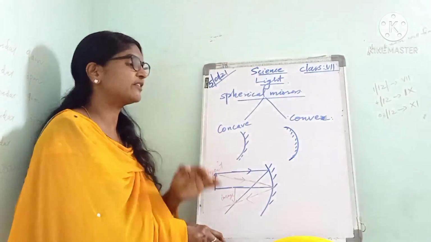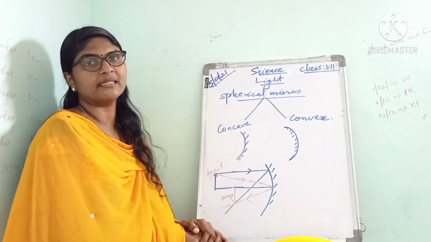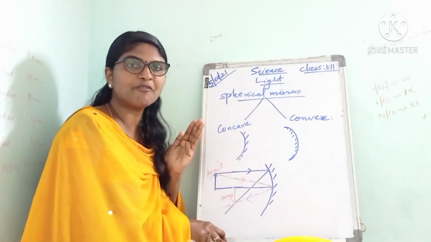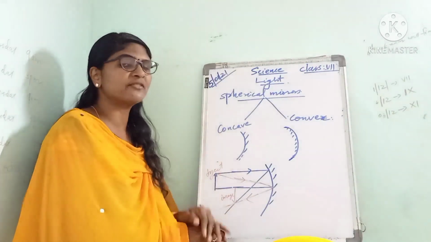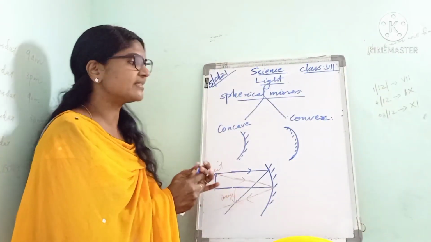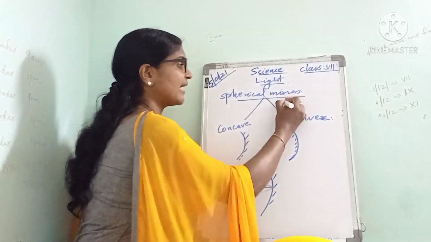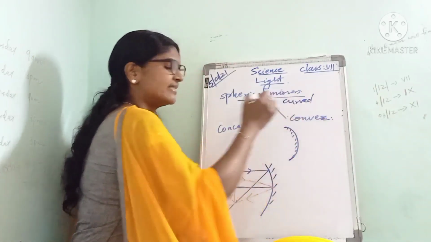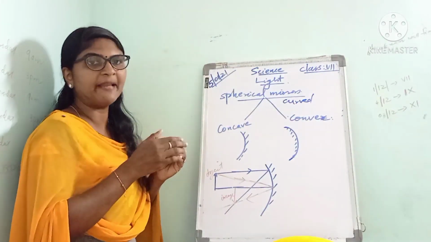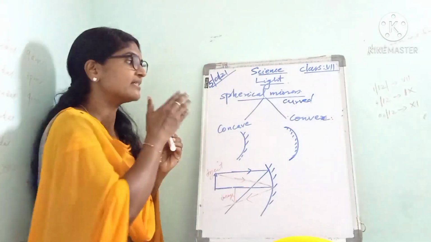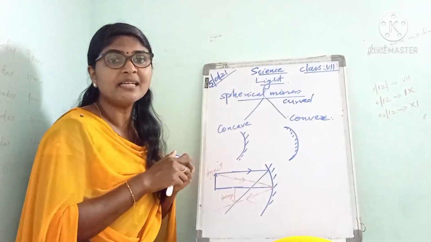Okay, these are actually spherical mirrors. The plane mirrors are flat, but these spherical mirrors have curved surfaces. Actually, the plane mirrors are flat, but the spherical mirrors have curved surfaces.